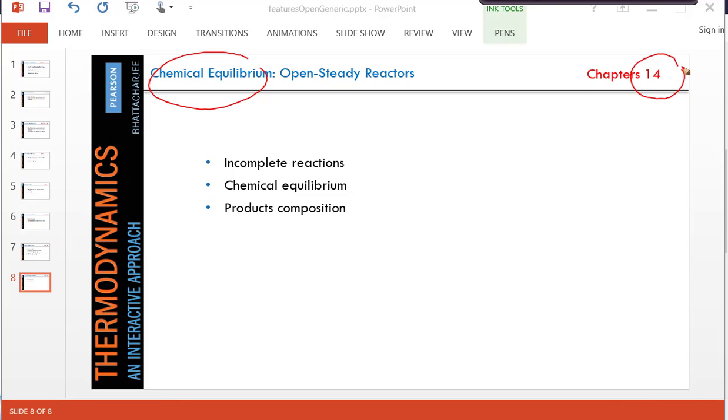So the difference between combustion and chemical equilibrium analysis is that here we do not know what the products are or what the composition is, and we can use first and second law of thermodynamics to predict that as a system reaches equilibrium, what the composition should be.